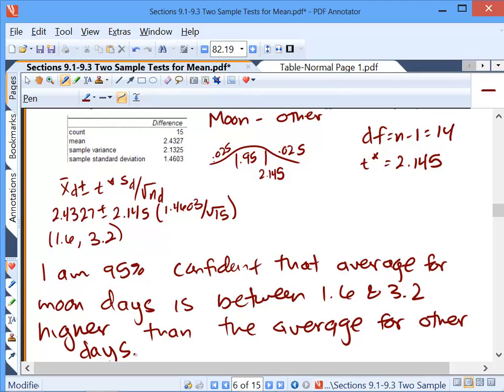So we still don't know for sure what my population mean is, but for my test, I was sure that the mean of the differences was greater than 0. And now I can say, well, not only am I confident that it's higher, but I'm confident that it's between 1.6 and 3.2 higher. So really, which one gives you more information, a hypothesis test or a confidence interval? Confidence interval. Hypothesis test just says greater than 0 or not, but confidence interval says, well, I'm actually 95% confident it's between 1.6 and 3.2.